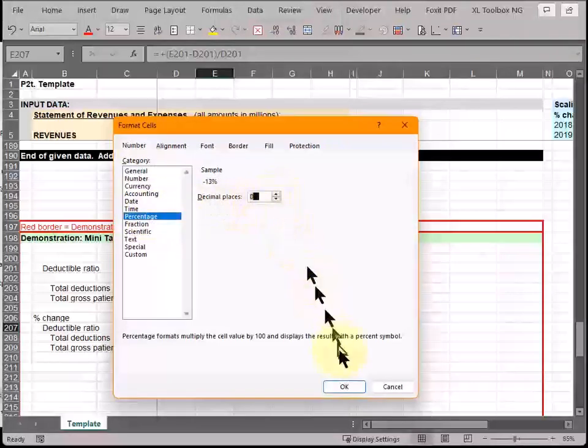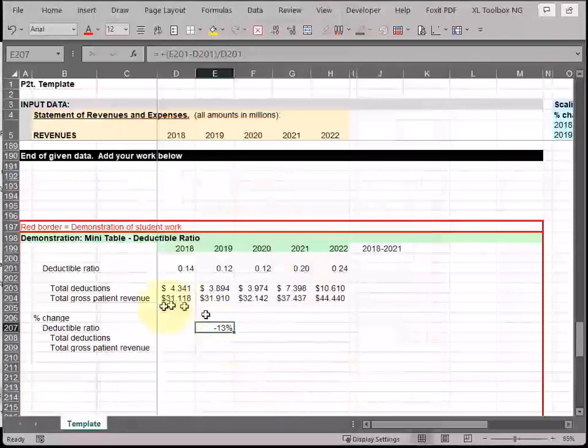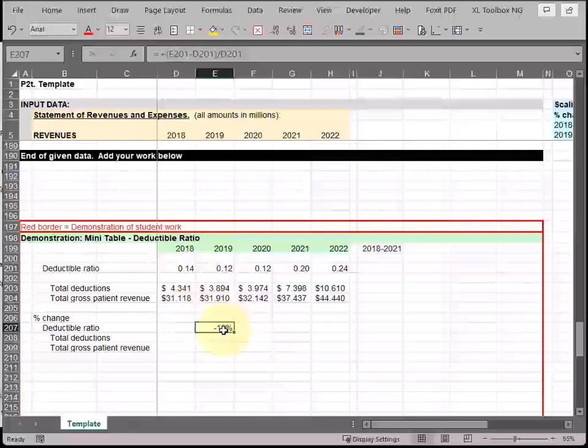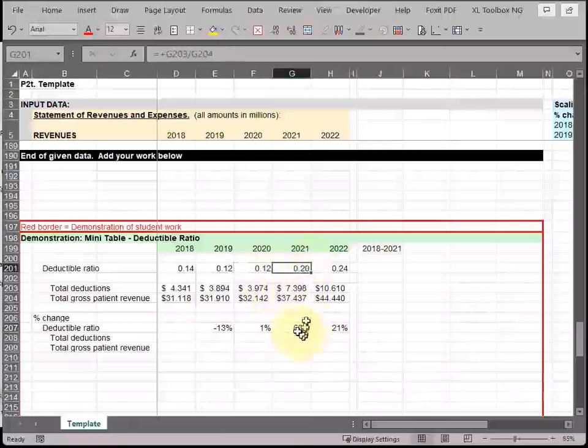So there we go. So you can see that this ratio went down. That's the swing from 0.14 to 0.12, a 13% drop. And we can copy that formula across. And you can see that it goes down, it kind of stays even, and then it goes up a lot, 60%. You can see it right there. It goes from 12 to 20, which is a big increase. How much of an increase? It's a 60% increase. So now you're starting to see that there's a story here.